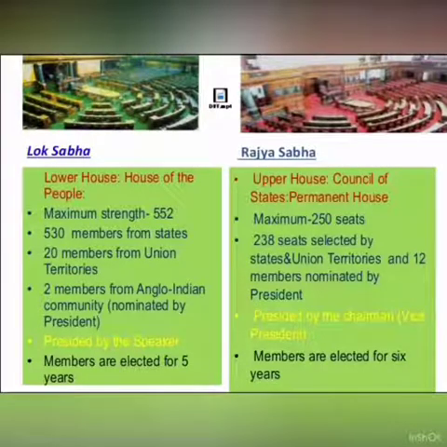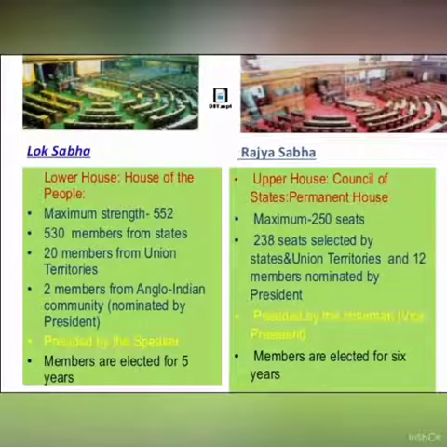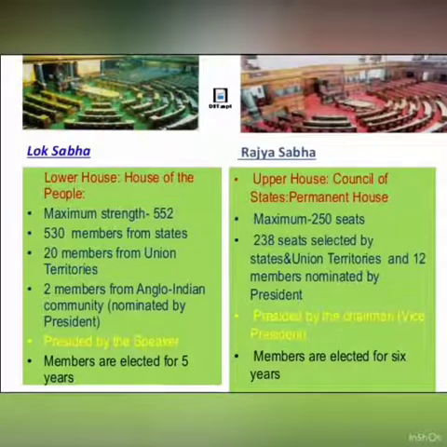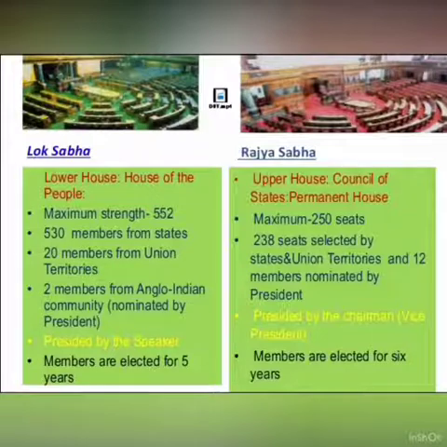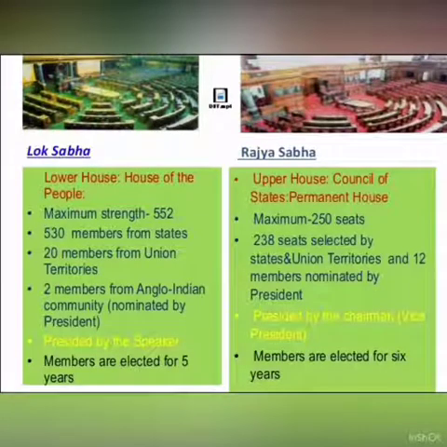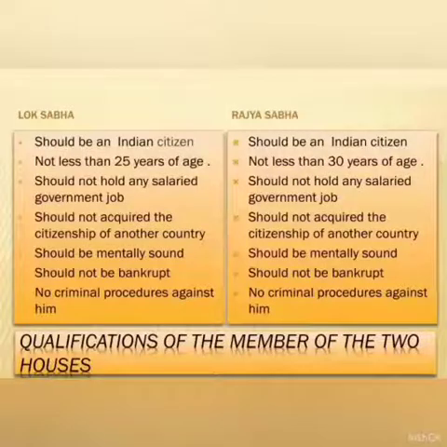If we talk about the Rajya Sabha, it is the upper house of the parliament, and it is also called the Council of States. The maximum number of members of the Rajya Sabha can be 250. Out of these, 238 are representatives of states and union territories, and 12 are nominated by the President of India. It is presided over by the Chairman, or the Vice President, and the members of Rajya Sabha are elected for 6 years.